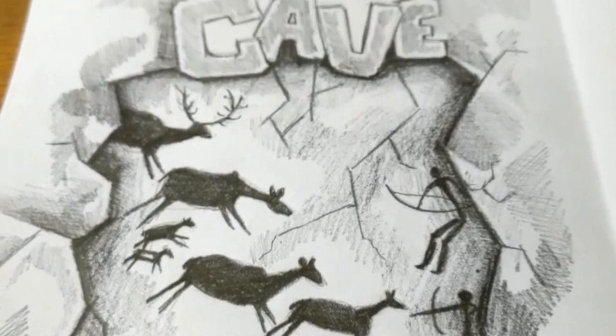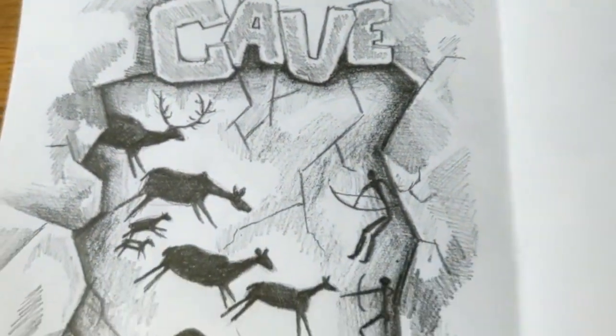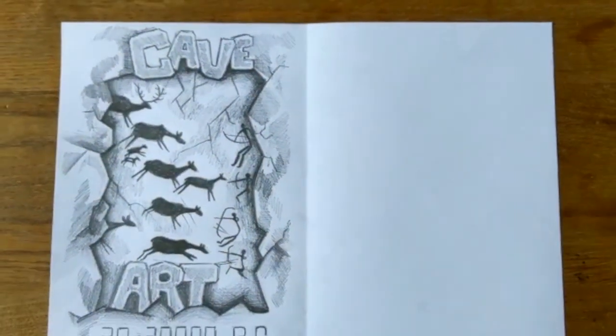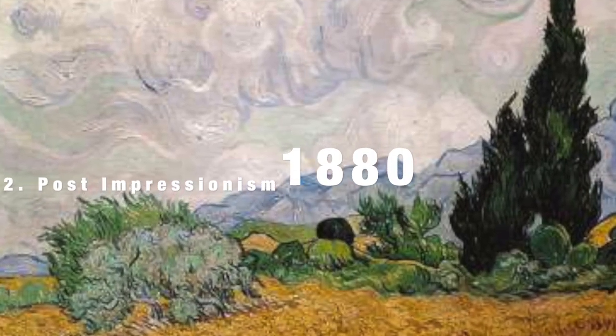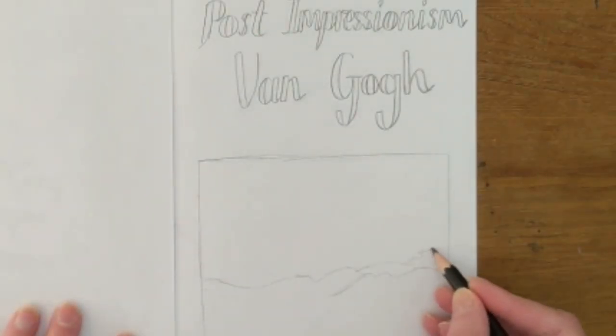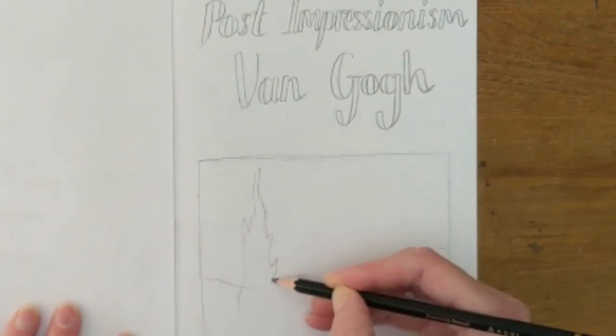Your final page must have the date of the art movement, the title, and your drawing, which must be full of tones, even if you use coloured pencils. Next, we're focusing on post-impressionism and Vincent van Gogh. After research, we sketch out the general shapes copying one of Vincent van Gogh's pictures.